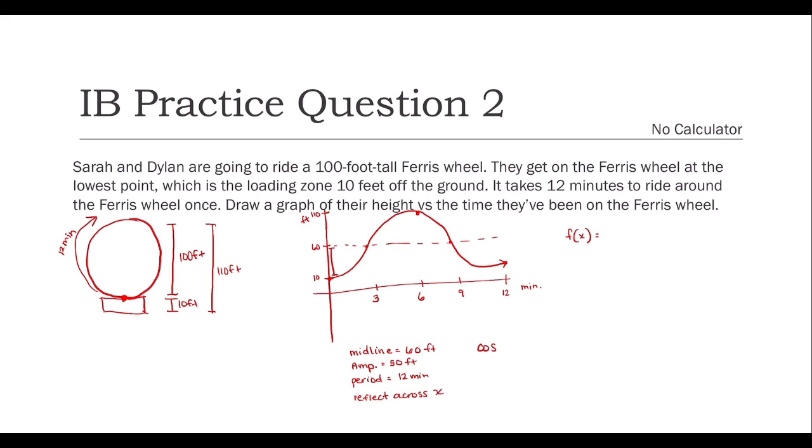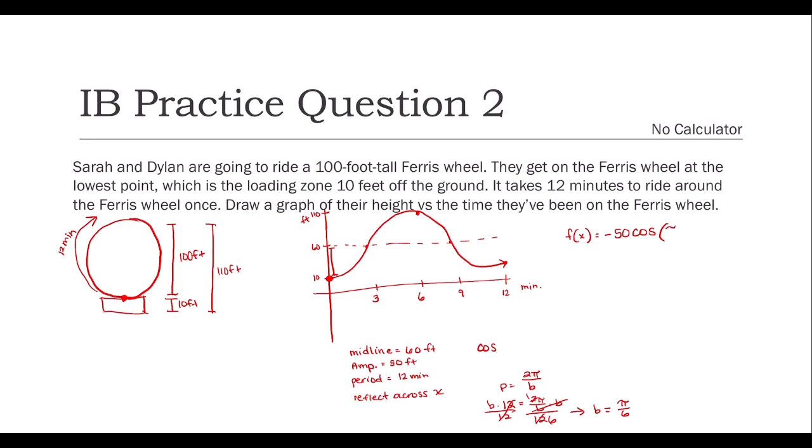So first we'll start with our reflection. So it'll be negative, and then our amplitude, 50, times the cosine. We haven't shifted it left or right at all because we're assuming we're starting here. But we need our b value. So our period equals 2 pi over b. And since our period is 12, we know that 12 equals 2 pi over b. If you multiply by b and then divide by 12, you'll get that b equals, we'll simplify this to 1 and 6, so it'll be pi over 6.